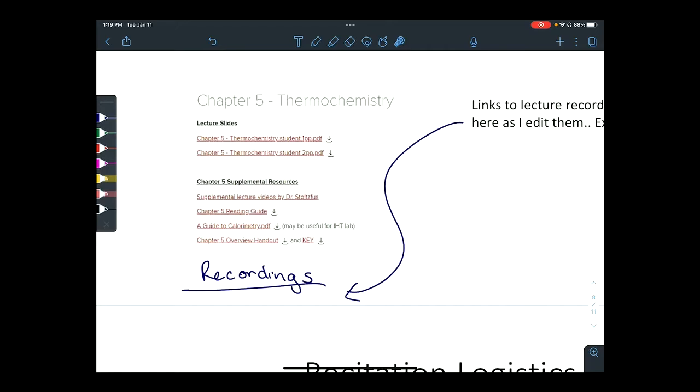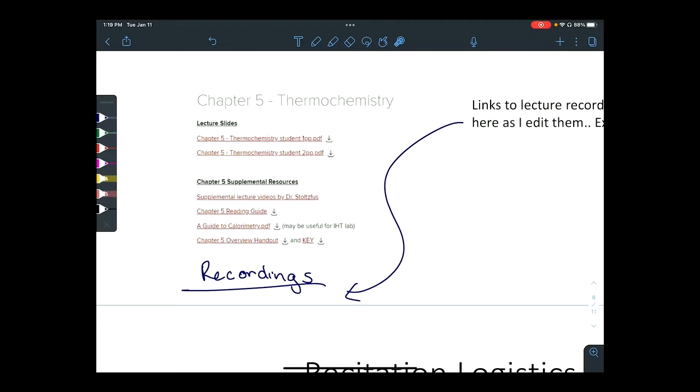I will put recordings within those pages as well as I record them. And then I also post supplemental resources such as overview sheets. It's just extra practice problems, and any resources that'll help you study.